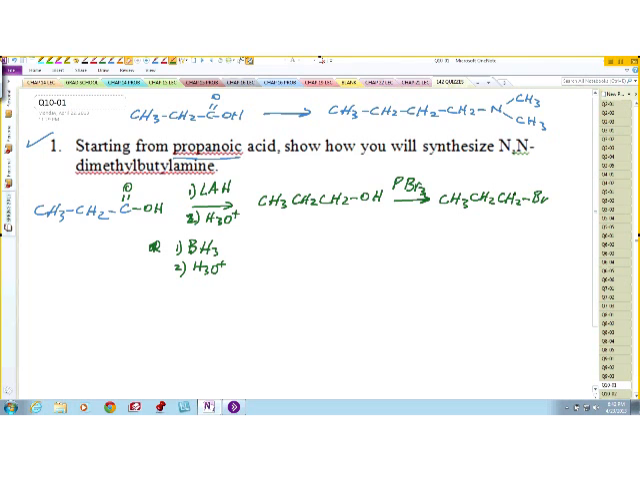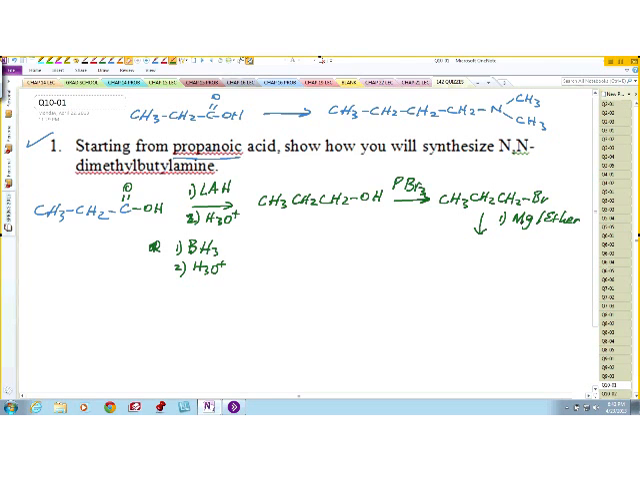You want to form a Grignard? Yeah. Why do you want to form a Grignard? Because you can do CO2. Okay, because you want to extend the carbon chain by 1? Yeah. Okay, very good. So let us say step 1, we form a Grignard.